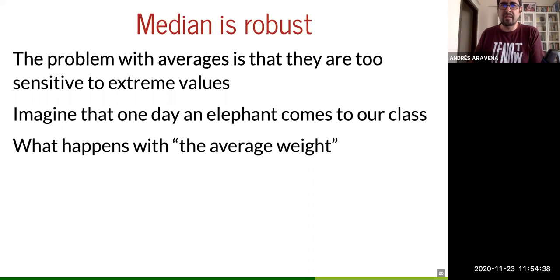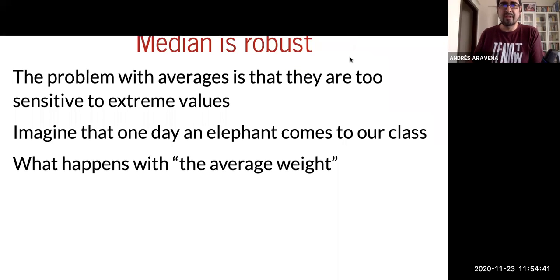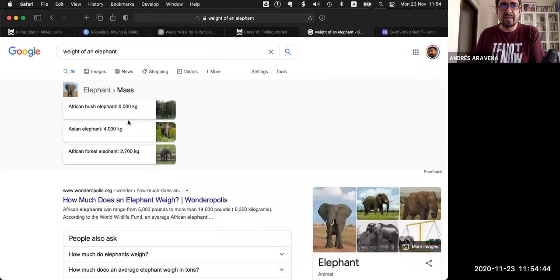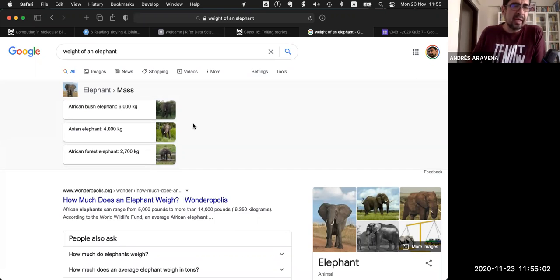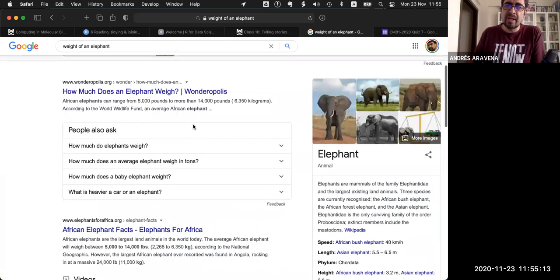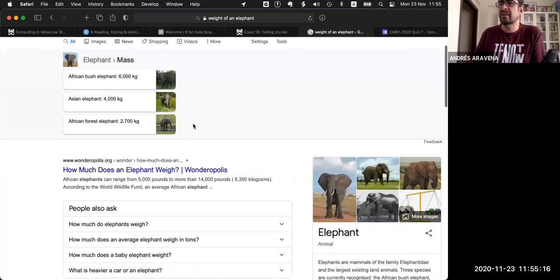So what I did, I Googled and I got this thing. And I hope you can see this. I found that there are different sizes of elephant. There are 2.7 tons for the African forest elephant, 4,000 for the Asian elephant, and 6,000 for the African bush elephant. I will agree if you say that finding the first answer in Google is probably not correct. It's not very scientific. But for today's class it will be good enough for us, okay?